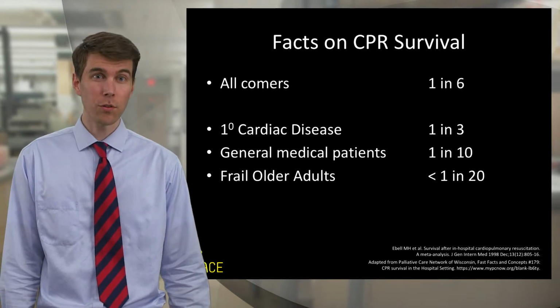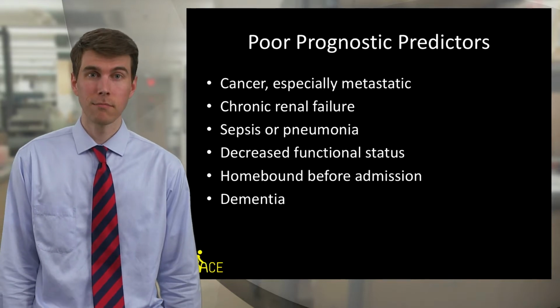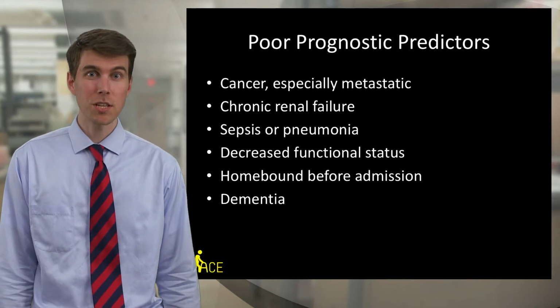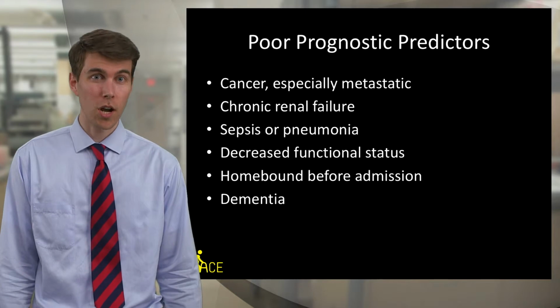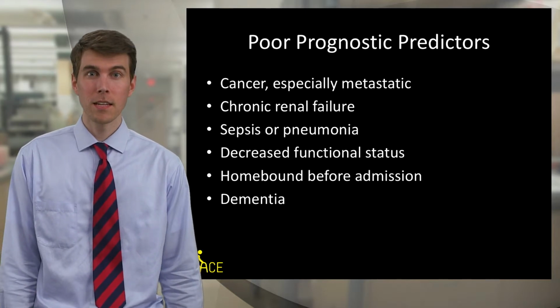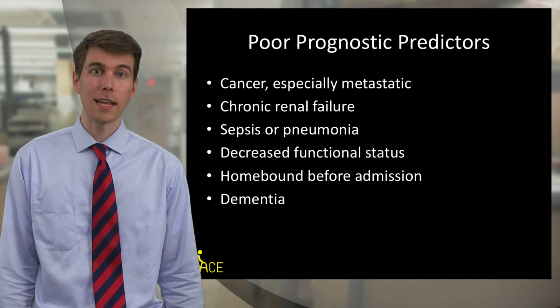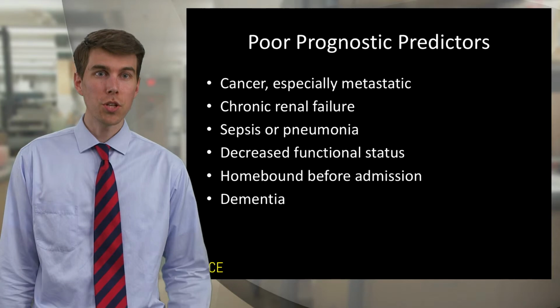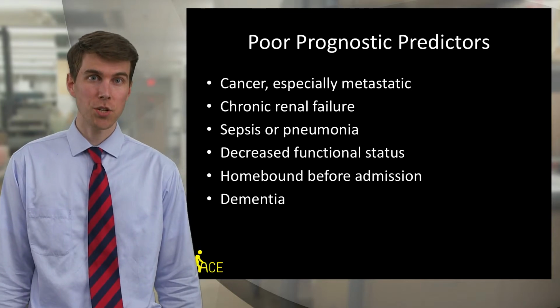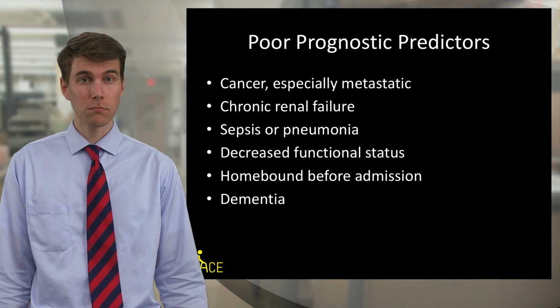It may also be helpful for you to know that certain factors portend a worse prognosis. Cancer, especially metastatic cancer, chronic kidney disease, sepsis, pneumonia, dependence in 2 or more activities of daily living, being homebound, and having dementia. You can use this information to personalize your discussion with your patient to help them decide if CPR is likely to help them reach their goals or not.